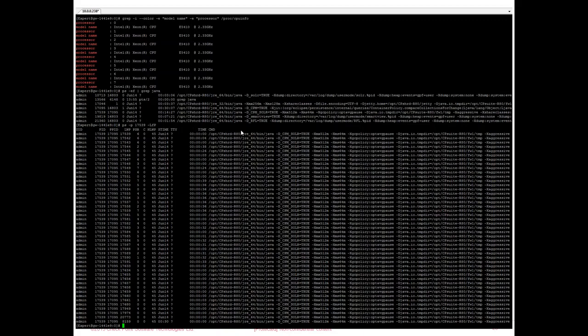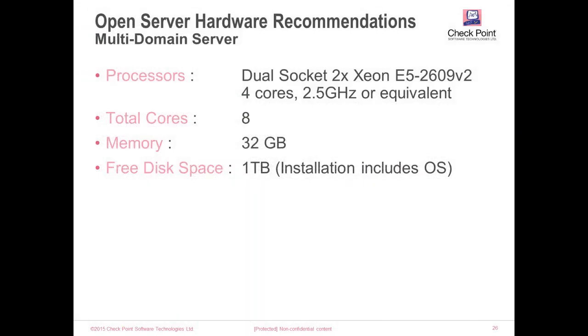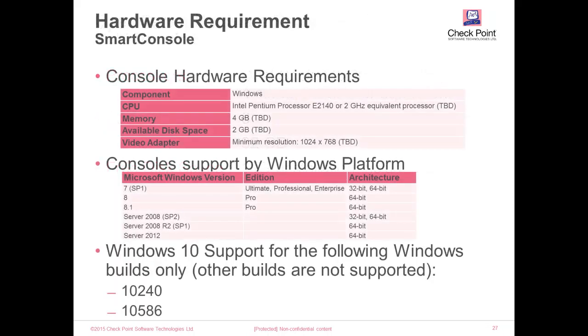So as you can see, this is an 8-core machine, and these are the multiple different threads that I'm running on this Java process, for this single process on multiple different threads. So yes, if you have more horsepower, more CPU cores, you can get more power out of R80 since it's multi-threaded. Open server hardware recommendations for Multi-Domain servers is to use at least 8 CPU cores and 32 gigabytes of memory. For SmartConsole, we would recommend to have at least 4 GB RAM available on the client machine and 2 gigabytes of available hard disk space.